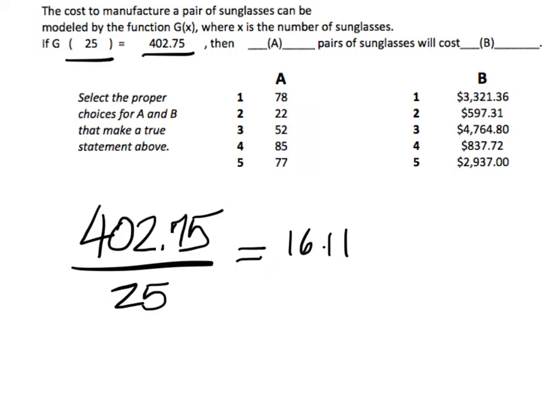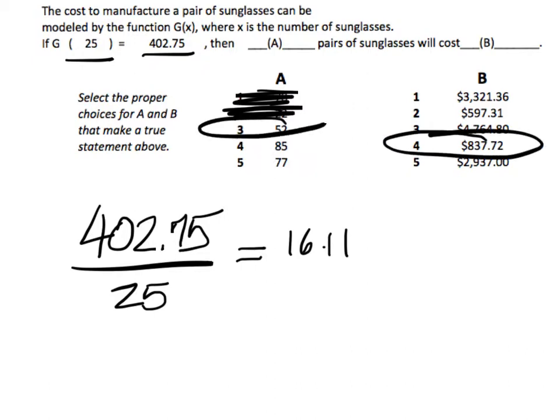78 times 16.11 is 1256.58. No. 22 times 16.11 is 354.42. That's not over there in the right column. 52 times 16.11 is 837.72. Yes. And yes. So it's 3 and 4.